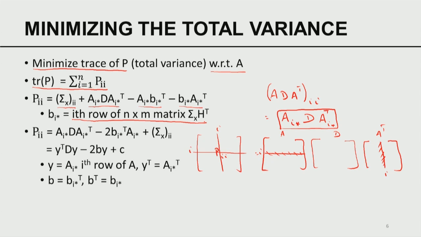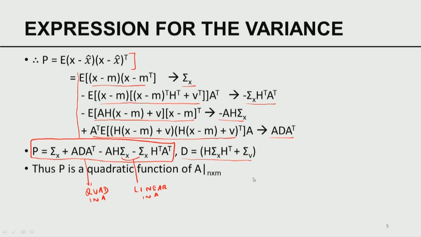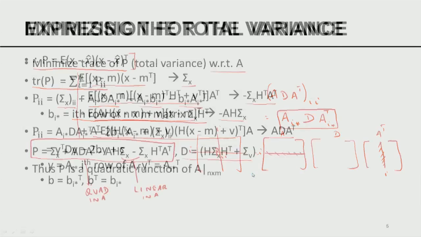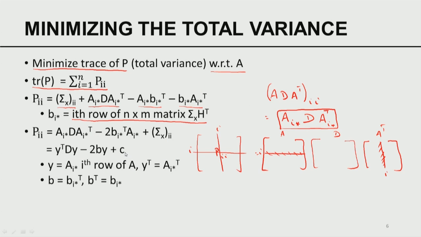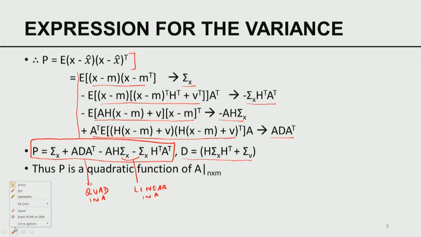Let me spend a couple of minutes on that. Please, let's go back. So the third term is AH times sigma X. So let us consider the third term, AH times sigma X. I would like to consider the matrix as AB, where B is equal to, no, I would like to do the other way. I'm sorry. One second. So let's consider the term sigma X H transpose A transpose.